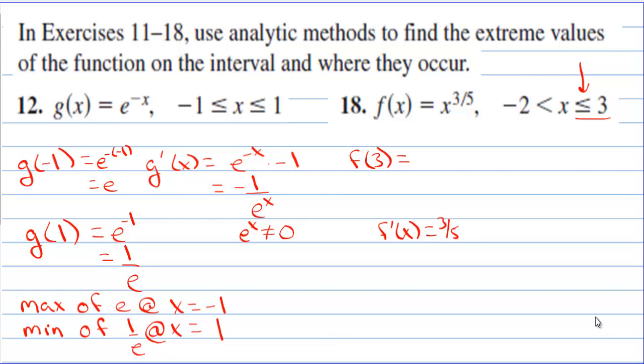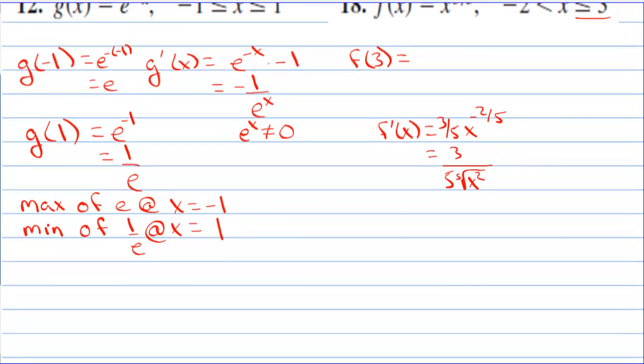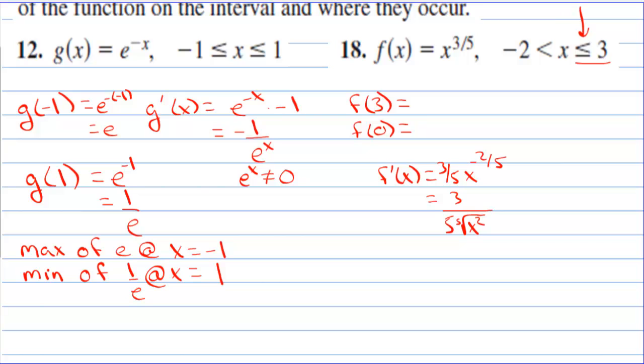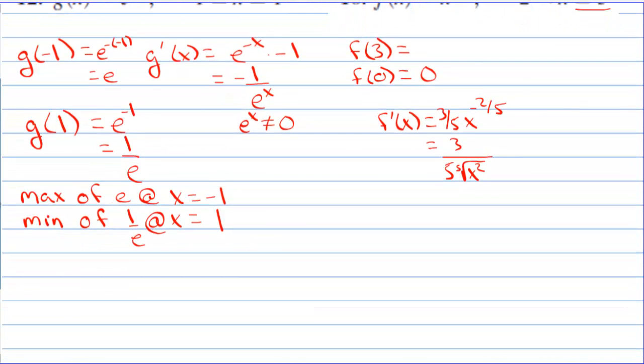So the derivative is 3/5 x to the -2/5. That's equal to 3 over 5 times the 5th root of x squared. You can't make this fraction 0 because the numerator is a 3, but we can find a point where this is undefined. And this is undefined at 0. Now if I plug 0 into the original function, I of course get 0. But we need to decide if that is actually a maximum or a minimum.